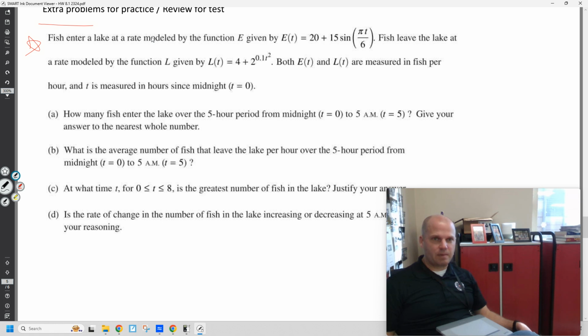Fish enter a lake at a rate modeled by the function E. Fish leave the lake at a rate modeled by the function L. I don't know how many fish started in the lake. Let's just assume there's 0.